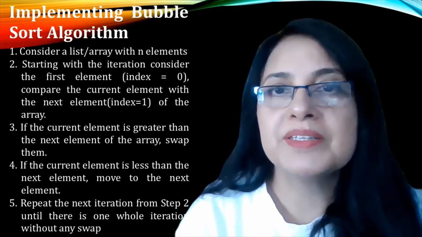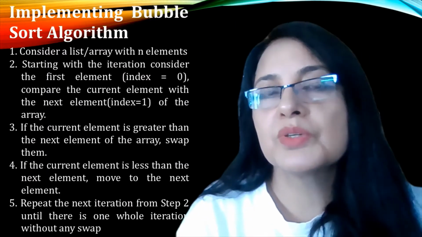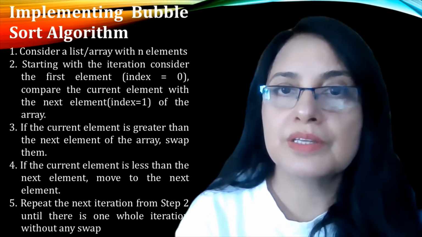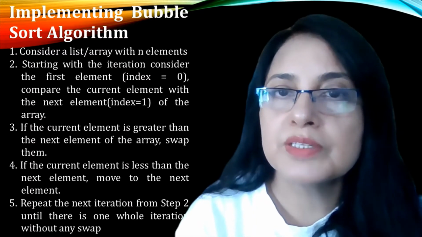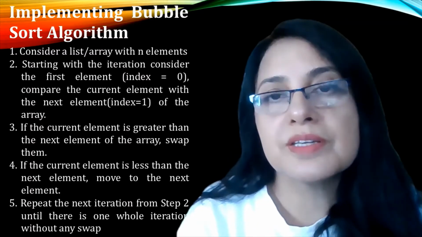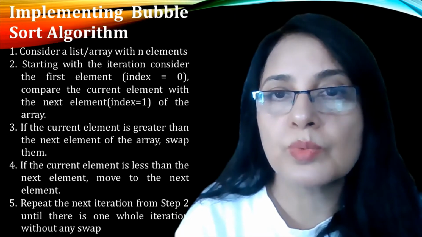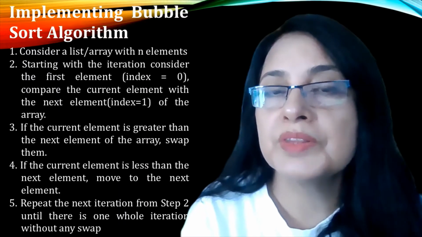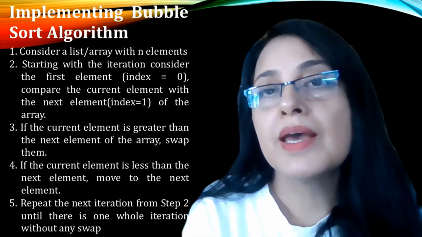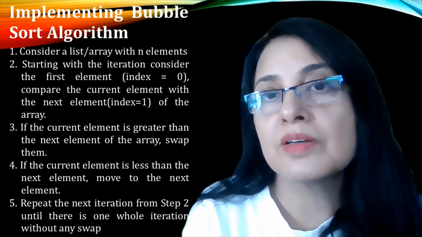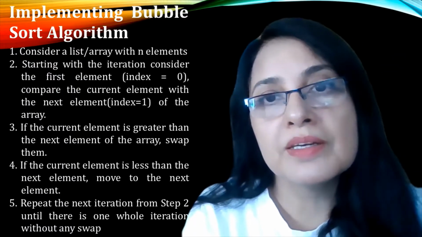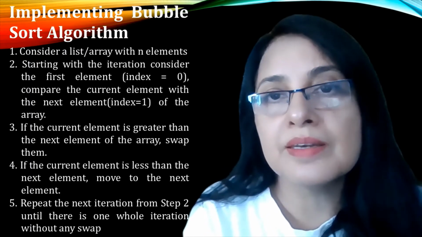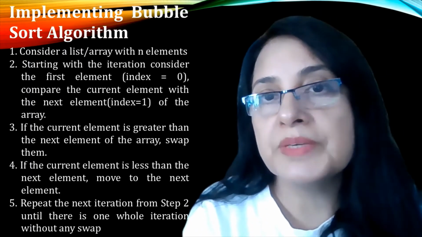We start by implementing the bubble sort algorithm, where we are going to consider a list or an array of n elements, which we are going to arrange in the ascending order, that is, the smallest at index 0 and the largest element at index n minus 1. We start by comparing the element of index 0 with the index 1 element, and in case index 0 has a smaller element, then it will remain in its place. But if index 0 has a larger element than index 1, then the two will be swapped.